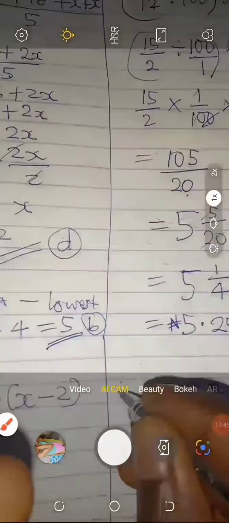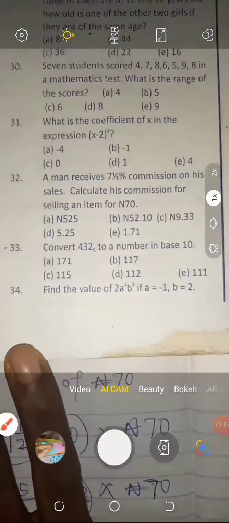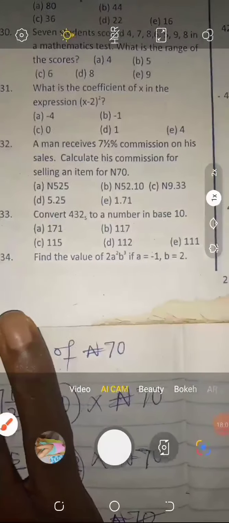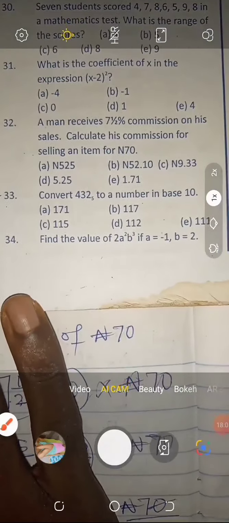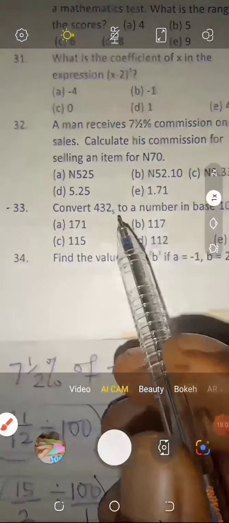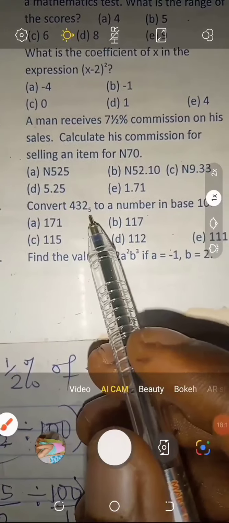So number 33, the next question. Our next question is number 33. Question number 33 says, convert 432 to 432 base 5. You can see there is a 5 there. Are you seeing that small 5? There is a 5 here. Everything is written as a base. It's not S. Rather, it's 5.